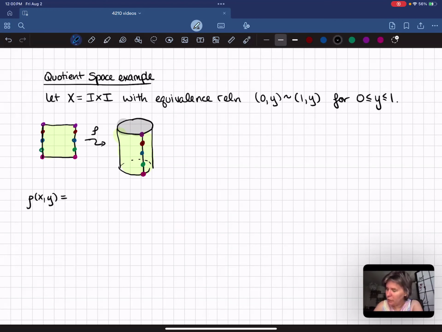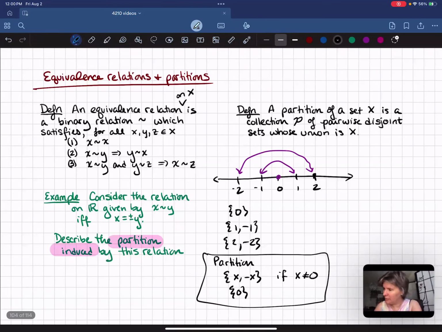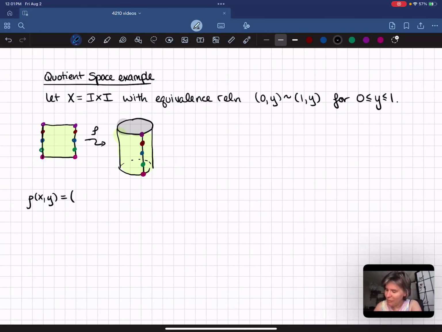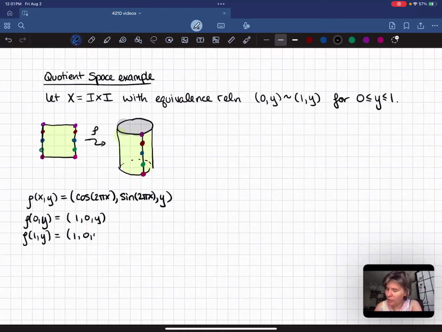So what I will do is I will say rho of (x,y) will give me cosine 2πx, sine 2πx, and then I'll use y as the third coordinate. So first of all, you can check. If you plug in rho of (0,y), you get (1,0,y). And if you plug in rho of (1,y), you also get (1,0,y).